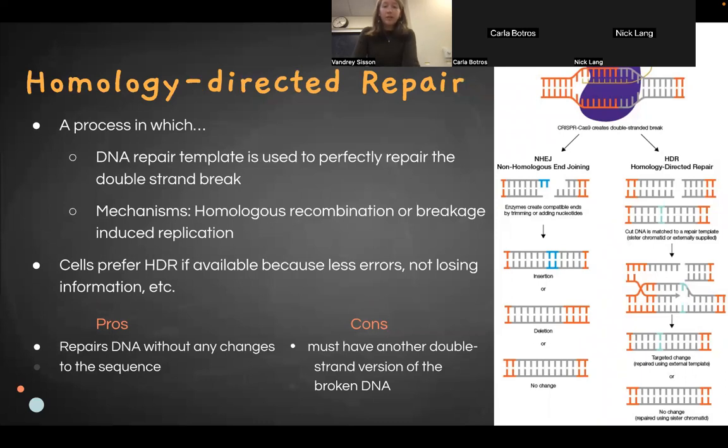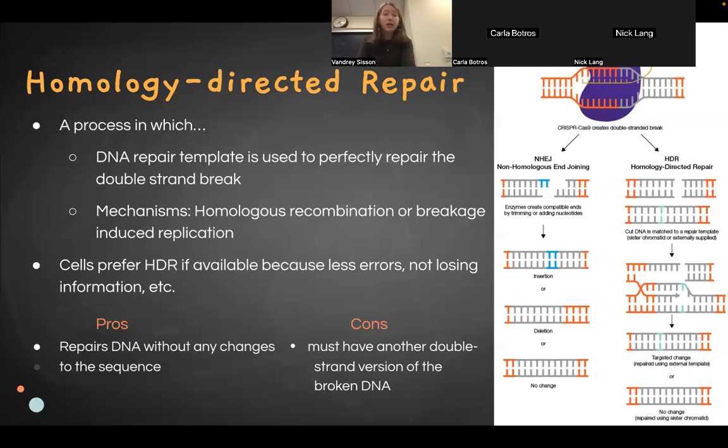So for homology-directed repair, it's a little bit more complicated. Actually, it's a lot more complicated, but you don't really need to know the specific mechanism. All you need to know is that a DNA template is available, so an identical strand to the one that's broken, and that strand will invade the broken region and give a complementary sequence to build off of to repair that break. And it results in fewer errors. You don't lose any information that gets shaved off with your endonucleases. So this is preferable overall. If human cells can do this, they will.